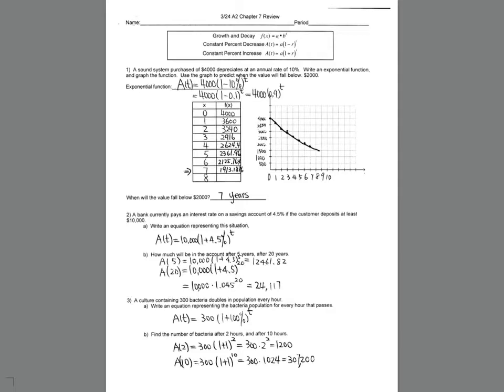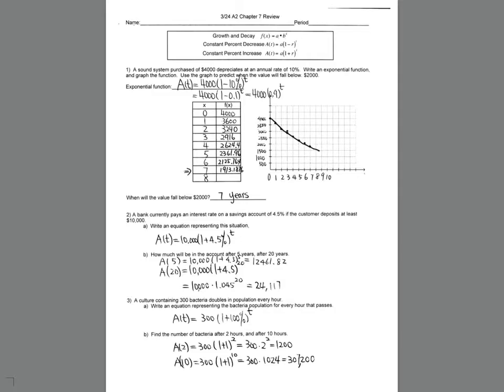Depreciate means that the value will go down, so the base has to be less than 1. It's 1 minus a number, so obviously this is going to be less than 1. 10% is 0.1 in decimal format. So 1 minus 0.1 is 0.9. So 0.9 is less than 1, then raised to a power of t.